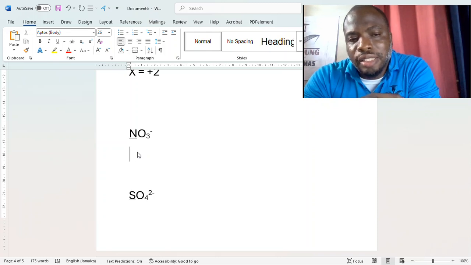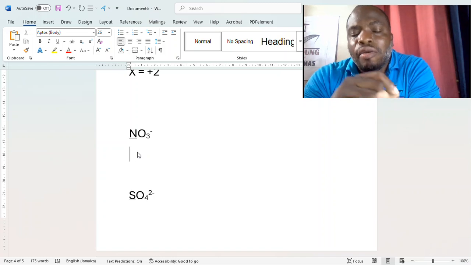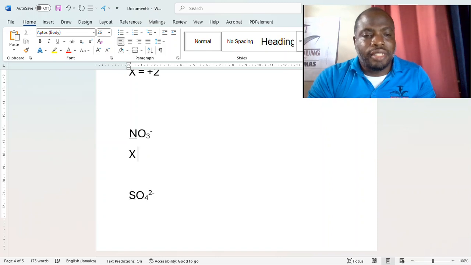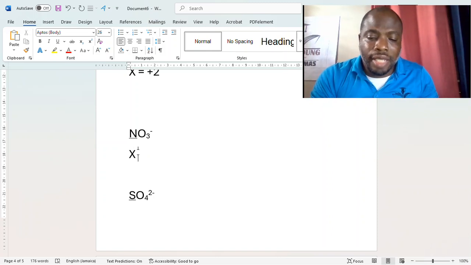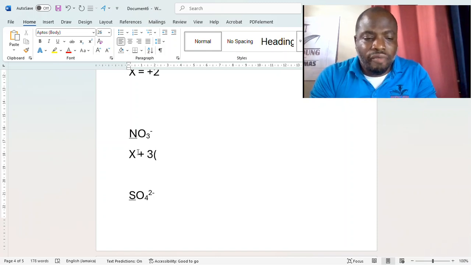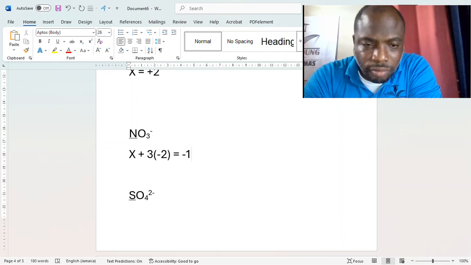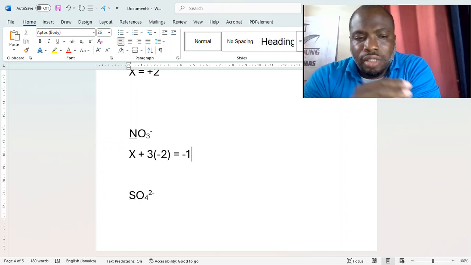The next thing is that when we add, because of all of that, we're going to be equal to the charge on the ion, which is -1. So what do we do? We create that expression. We call nitrogen X because we don't know it. X plus, we have 3 of the oxygen, right? And then we said that it's going to be equal to -1.